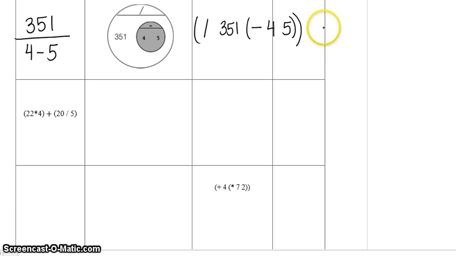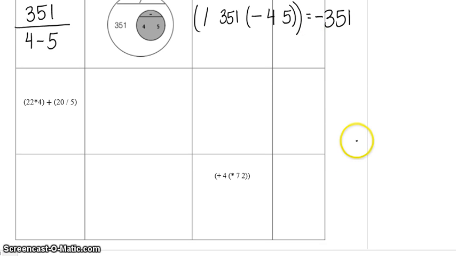In the final column, when we evaluate this, we're doing 351 divided by 4 minus 5, which is really just -1. So we do get -351 here. I'd like to ask you to pause the video now and try these last two examples on your own. I will give you one hint before you pause the video.